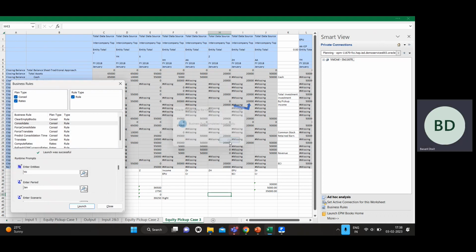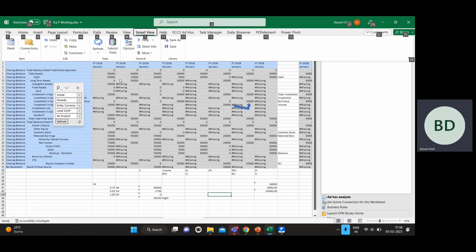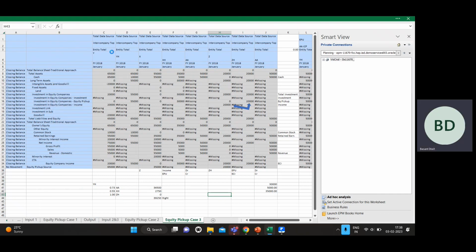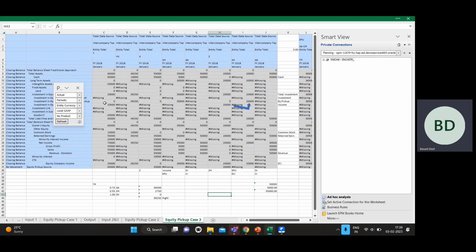Okay, it ran successfully this time. Let's refresh. One more thing, I will run it for the Y also. Okay, I think we don't need to run at the Y. Some figures are changed in the YH because we have changed the ownership in the backend. That is why some figures are changed.